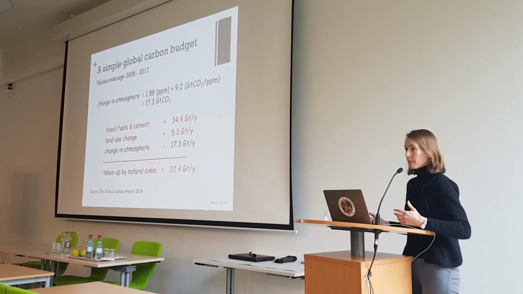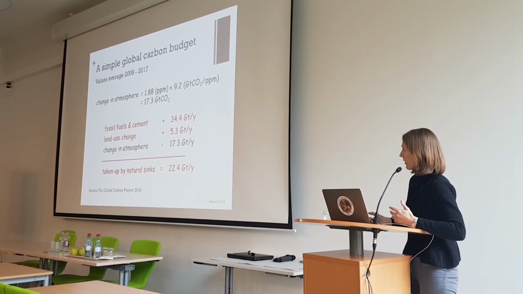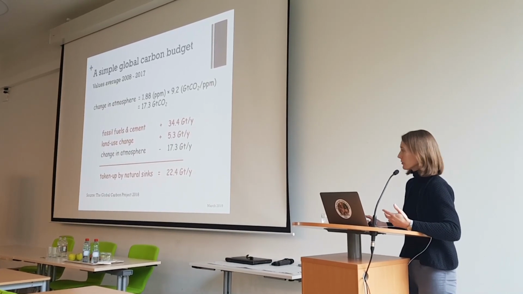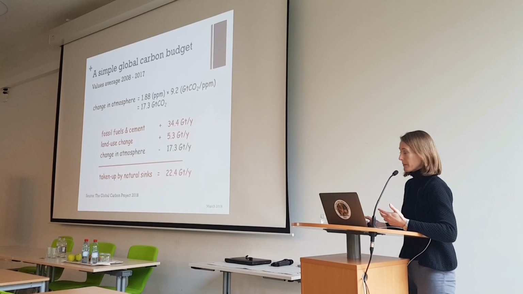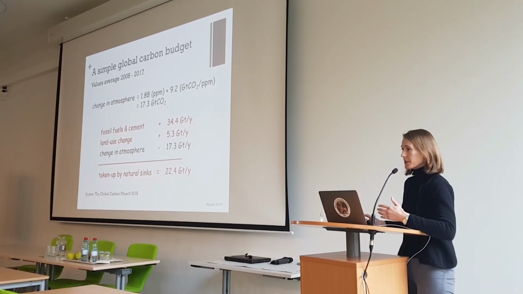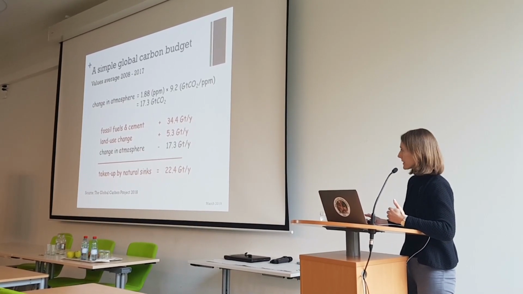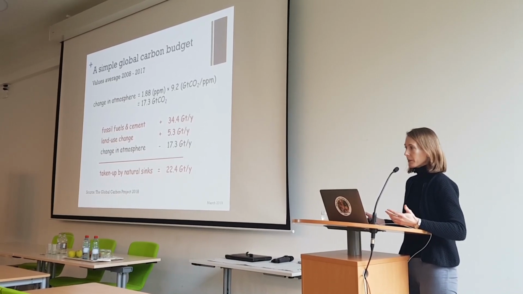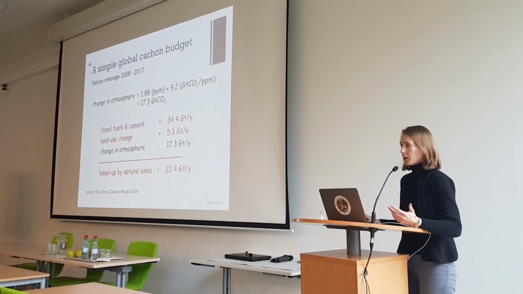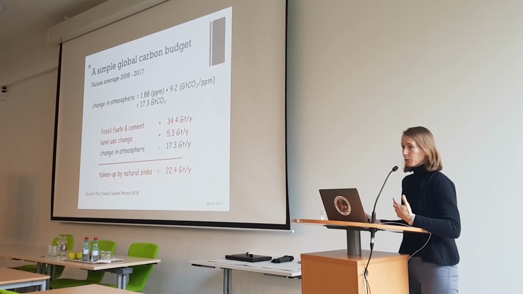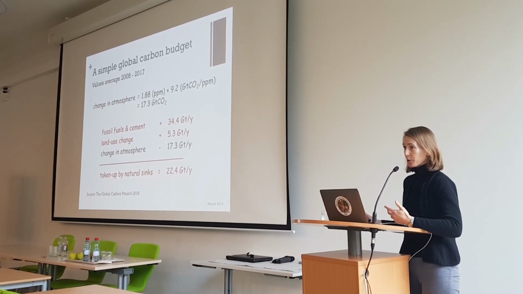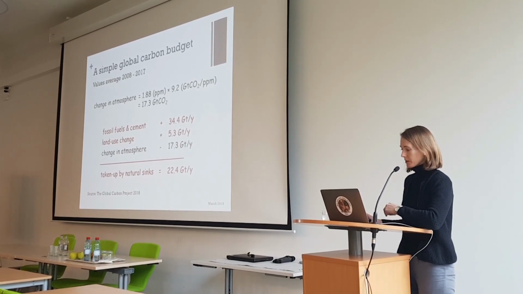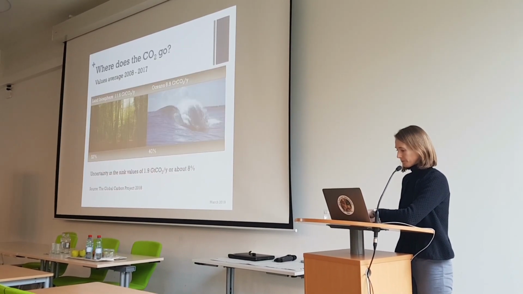And we know what the amount is emitted from fossil fuels. So we have 34 gigatons that are emitted from fossil fuel combustion. We have a little bit from land use change. And if we subtract the amount in the atmosphere, we actually realize that there's a difference of 22 gigatons of CO2. So where is this going? Well, actually, the CO2 is also removed from the atmosphere by natural processes. And these are removing nearly 50% of the CO2 that's emitted.